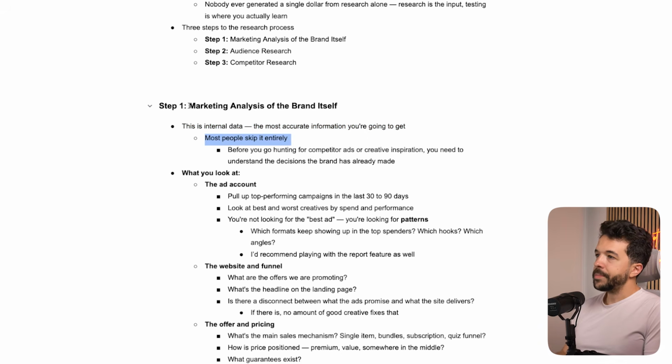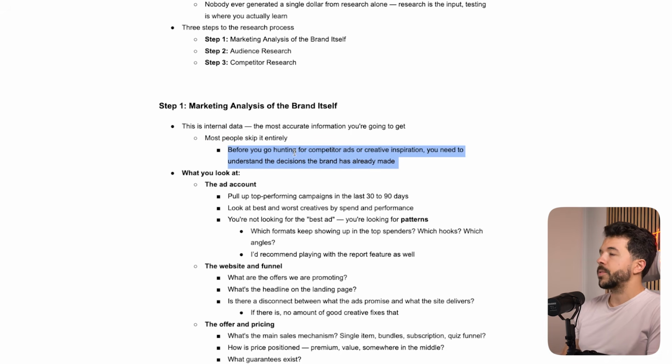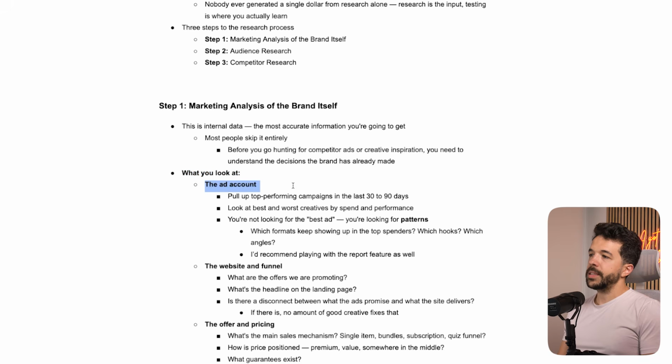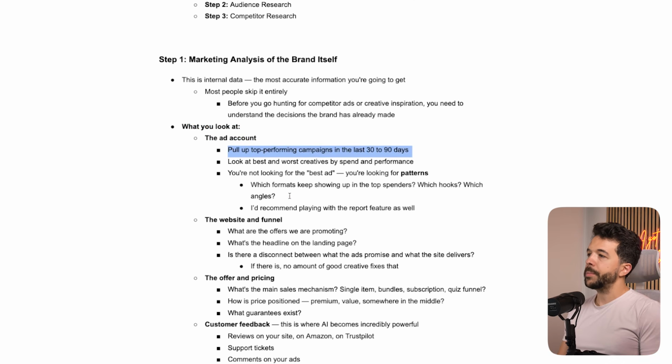Most people skip this step 1 entirely. Before you go hunting for competitor ads or creative inspiration, you need to understand the decisions the brand has already made. So what you want to look at, the first thing is the ad account. You want to pull up the top performing campaigns in the last 30 to 90 days. I like going up to 180 sometimes, depending on how much budget was spent on the ad account. 30 to 90 is usually the most relevant, especially the last 30 days. And you want to look at the best and worst creatives by spend and performance.